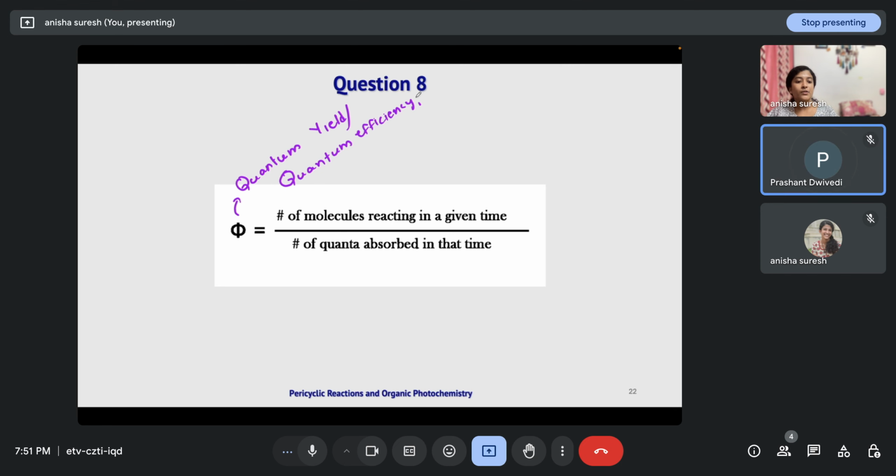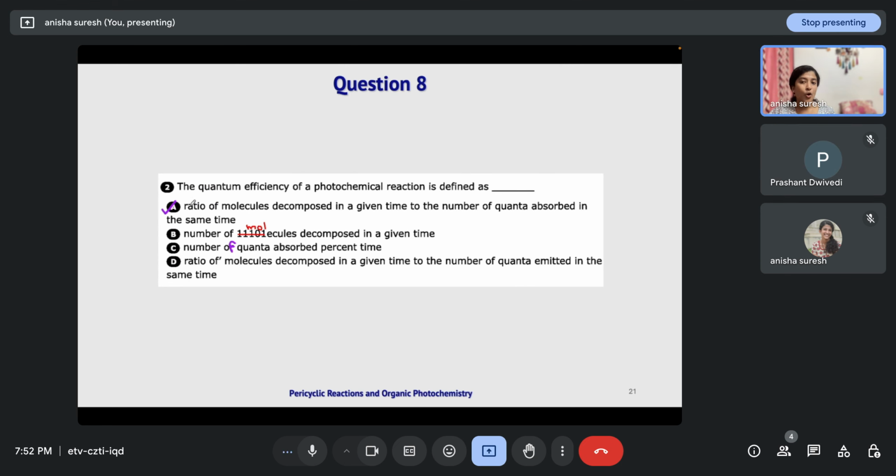Now if you see the options, option A is in line with the statement that is given in the lecture. So it will be the right answer: the ratio of the molecules decomposed in a given time to the number of quanta absorbed in the same time.